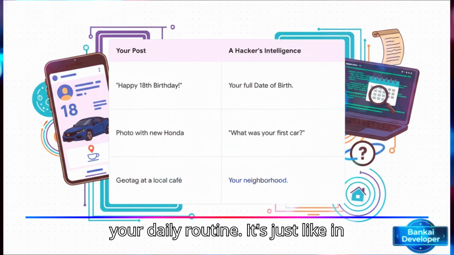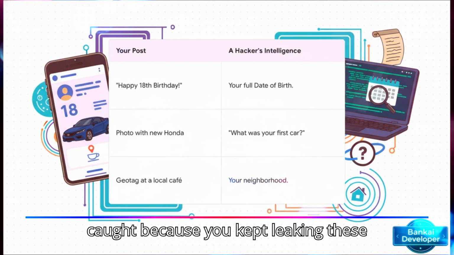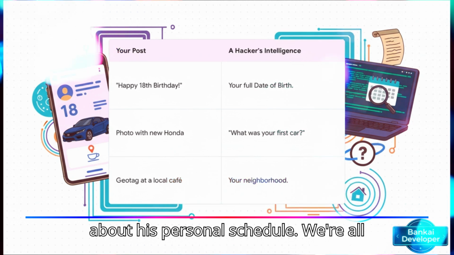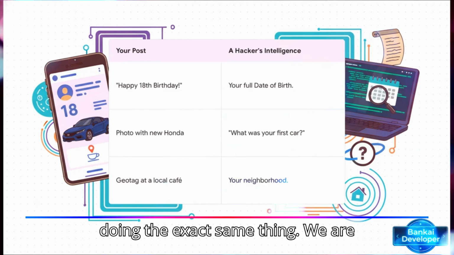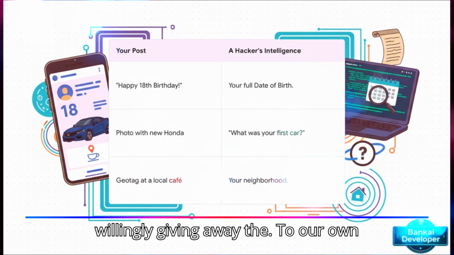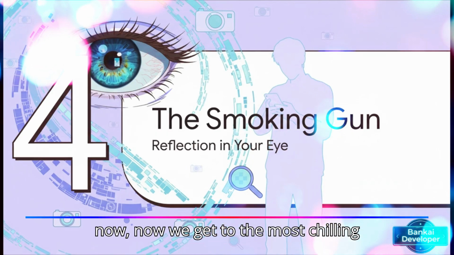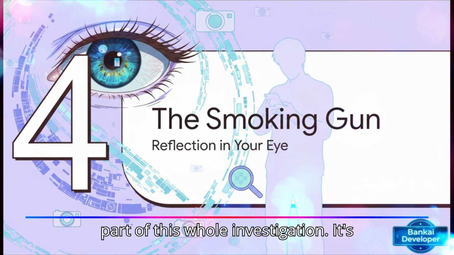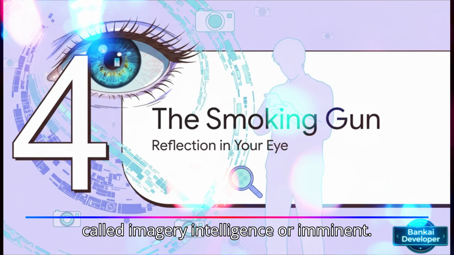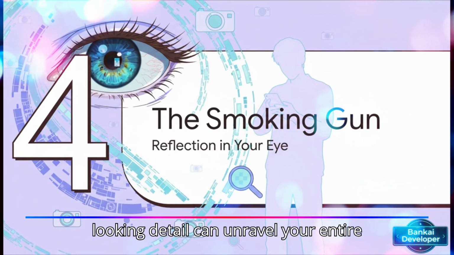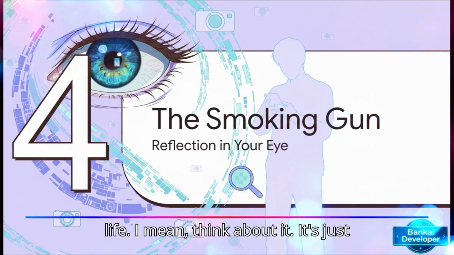It's just like in Death Note, right? Light Yagami got caught because he kept leaking these tiny, seemingly insignificant details about his personal schedule. We're all doing the exact same thing. We are willingly giving away the answers to our own security questions every single day. But now we get to the most chilling part of this whole investigation. It's called imagery intelligence, or IMINT, and this is where a single, innocent-looking detail can unravel your entire life.